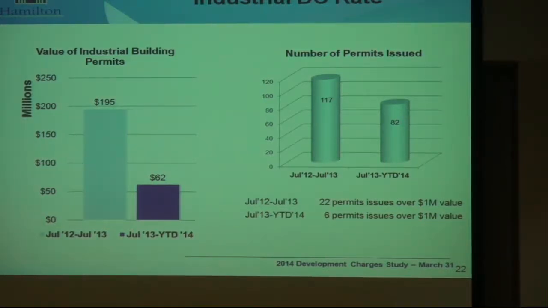And where we noticed the real big difference, members of council, Mr. Chairman, is in the number of large permits. Looking at the same time frame, from July 12 to July 13, when the development charge was 663, 22 of the permits were over $1 million in value. When we look at July 13 to year to date, only 6 permits were over $1 million. So what we have seen is a decrease in the large developments on the industrial side during that same time frame. And those are my 5 slides.